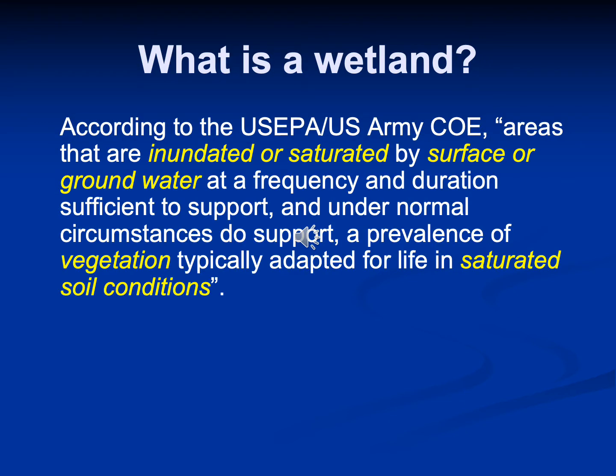So, what is a wetland? According to the US EPA, areas that are inundated or saturated by surface or groundwater at a frequency and duration sufficient to support, and under normal circumstances do support, a prevalence of vegetation typically adapted for life in saturated soil conditions are called wetlands.